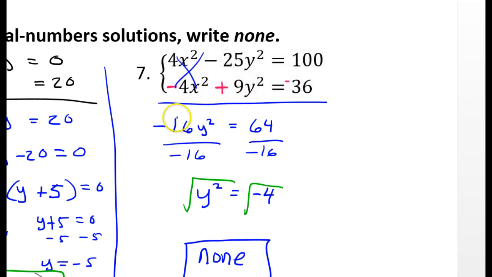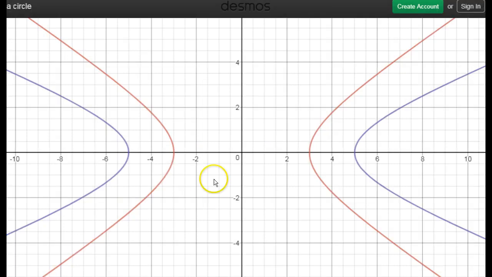Let's take a quick look at Desmos.com and see why there's no solution. When you graph the two hyperbolas, they look like this, and sort of one of the hyperbolas is inside of the other. But notice that there are no points of intersection between the two hyperbolas. That's why there was no solution.